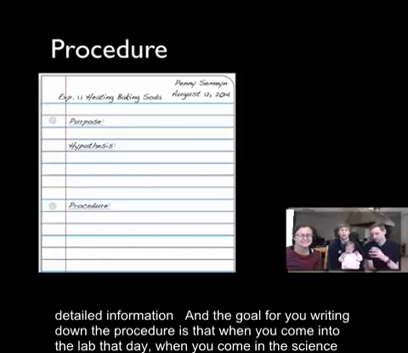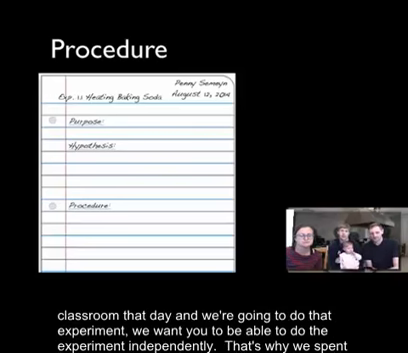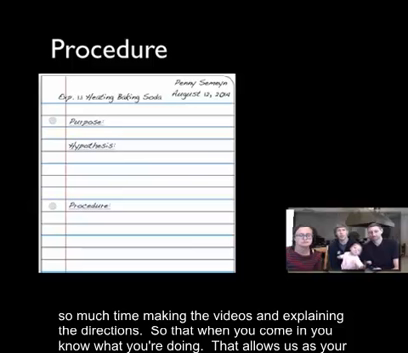And the goal for you writing down the procedure is that when you come into the lab that day, when you come to the science classroom that day and we're going to do that experiment, we want you to be able to do the experiment independently. That's why we spent so much time making the videos and explaining the directions, so that when you come in, you know what you're doing.